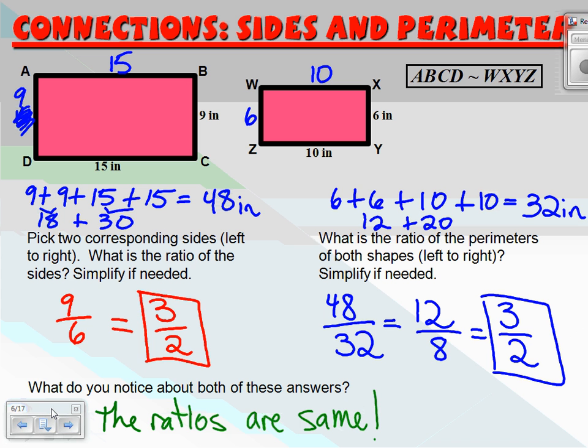If I just take the ratio of the sides, it's just 3 to 2. If I take the ratio of the perimeters, it's also 3 to 2. They're exactly the same. Now, is this always true? Are the ratio of the sides always going to be the same as the ratio of the perimeters? Let's check it out with the next example.